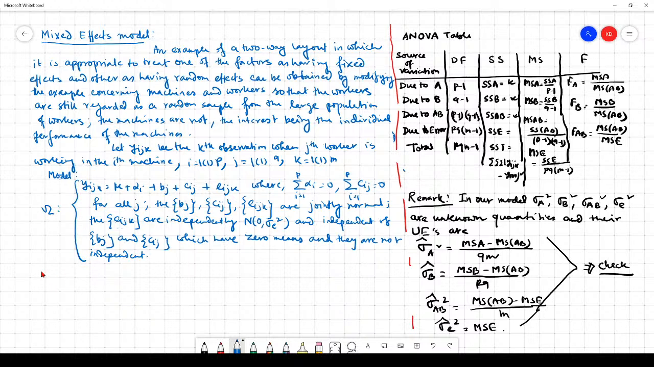Define sigma a square, which is equal to 1 by p minus 1, sum over i from 1 to p of alpha i square; sigma b square, which is equal to variance of Bj; sigma ab square, which is equal to 1 by p minus 1, sum over i from 1 to p of variance of Cij.